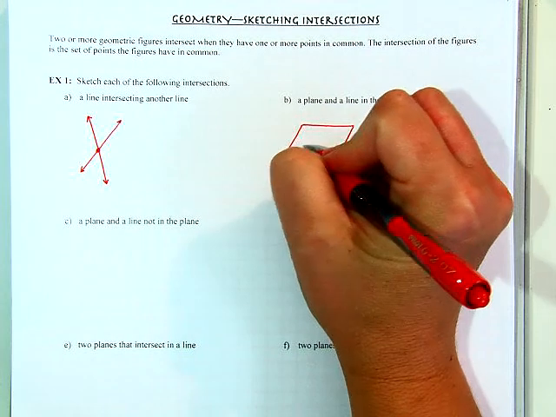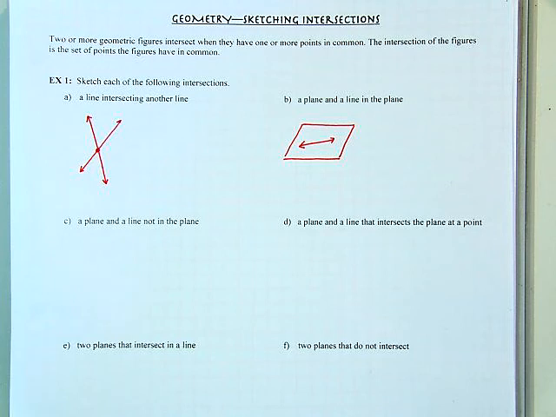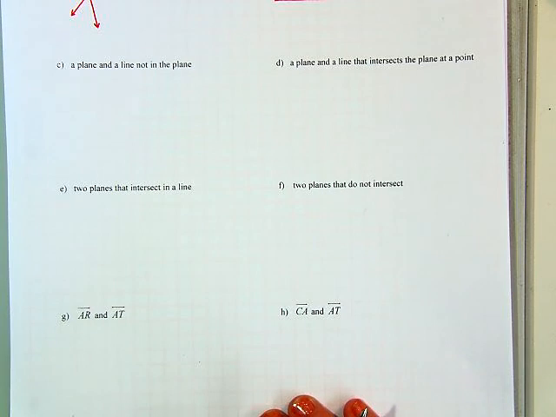And then I'm just going to overlay it with a line, double-sided arrow just like that. We know that the line extends in two directions forever. The plane extends in all directions forever. All right, let me slide that up.